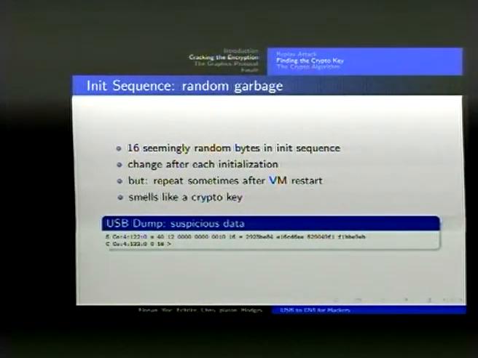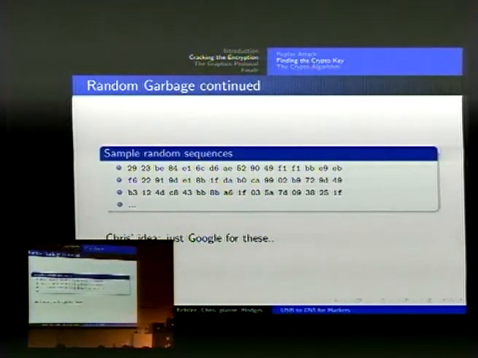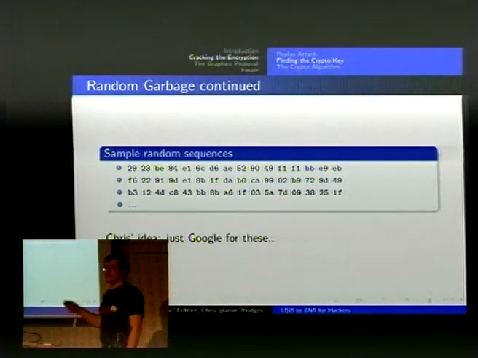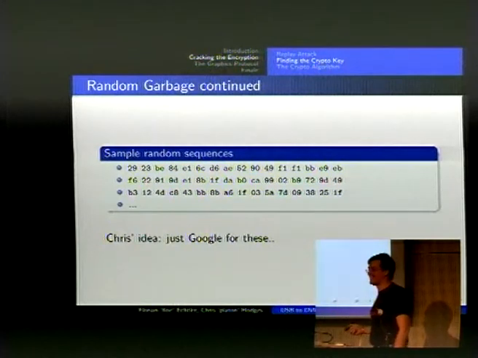What's most interesting is these repeat after each device initialization, but sometimes after you restart the virtual machine, the same bytes occur again. So again, we started thinking that this might be a crypto key, and so here were some sample sequences which look pretty random. Now Chris had a really good idea, and we just entered those into Google. Why not?